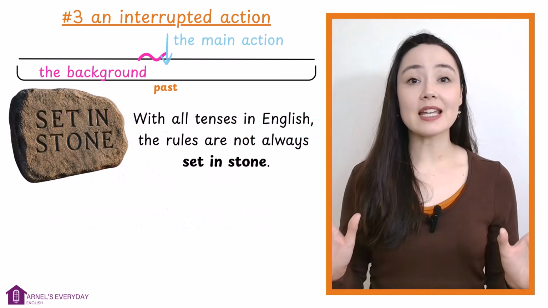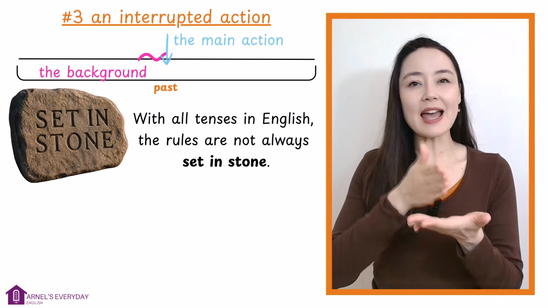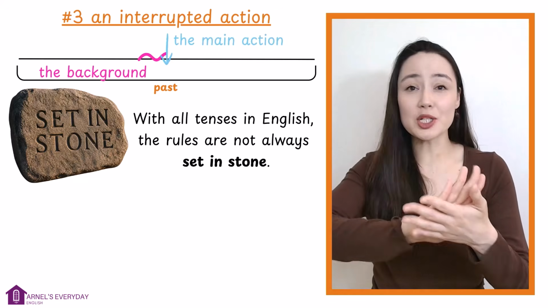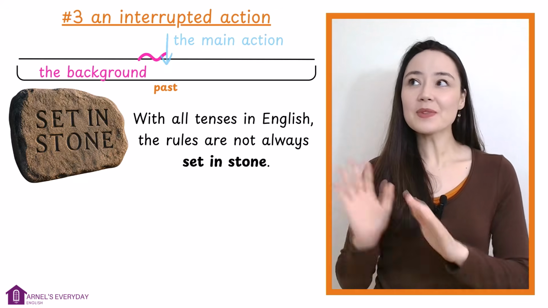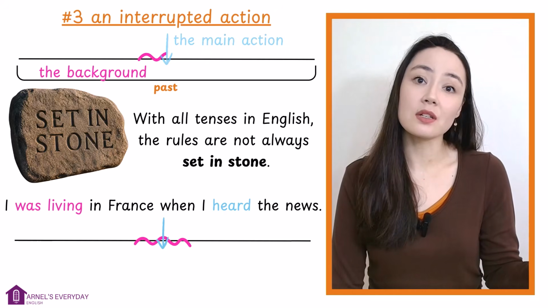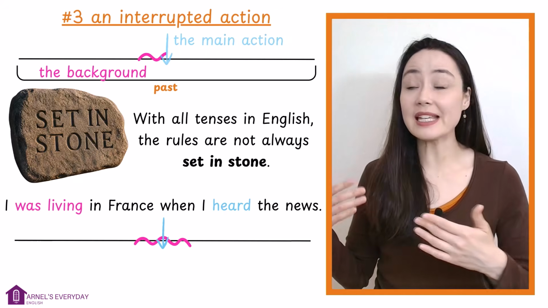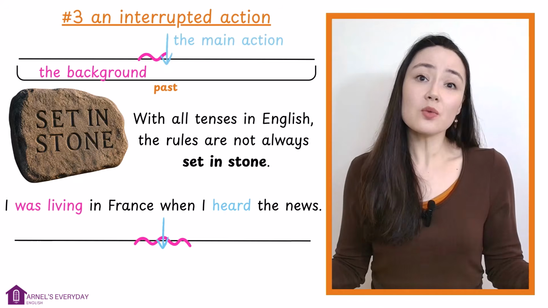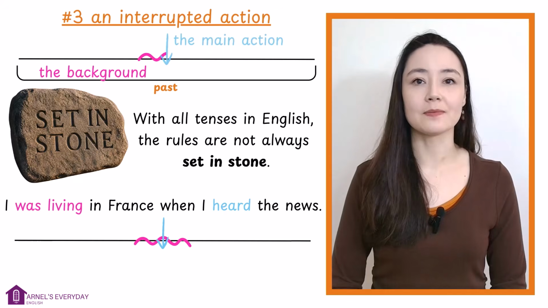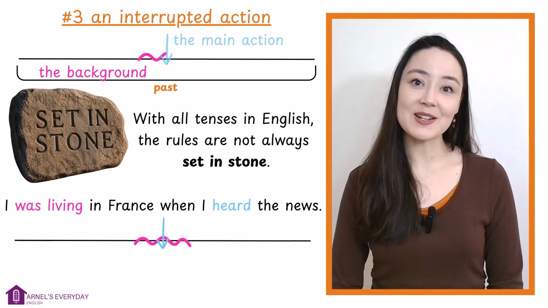With all tenses in English, the rules are not set in stone. If something is set in stone, it means you cannot change it. Like it's literally pushed into a stone. So here's an example. I was living in France when I heard the news. Does this person stop living in France now? We don't know. Is there an interruption? Not really. Just remember the past continuous and past simple are usually together. The past continuous is the background and the past simple is the main information.